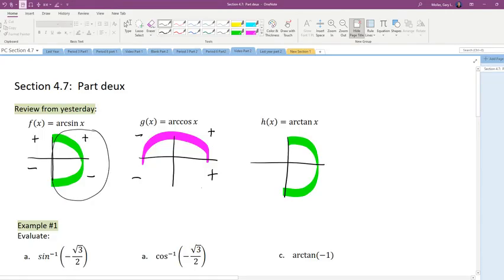So the same region doesn't work as it did for sine, because I've got positives in quadrant 1 and quadrant 4. So it will return answers from 0 to pi. And then arctangent, since it's positive, negative, positive, negative, we are going to use negative pi over 2 to positive pi over 2.